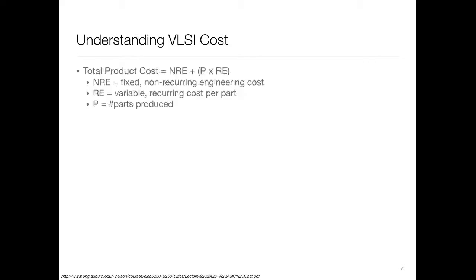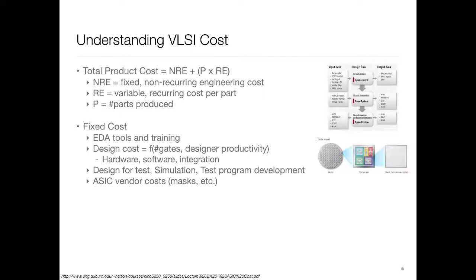So this is where the VLSI cost model becomes important. Total product cost is the non-recurring cost plus the number of parts that you intend to produce times the recurring cost, right? That's true for almost any product. Then there are a whole bunch of fixed costs which feed into that NRE part. There are EDA tools and training, and there would be the design cost.